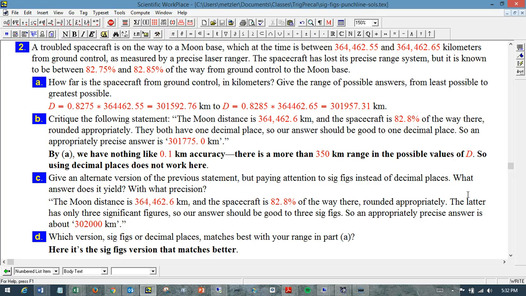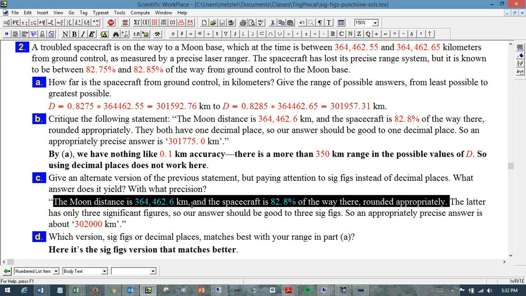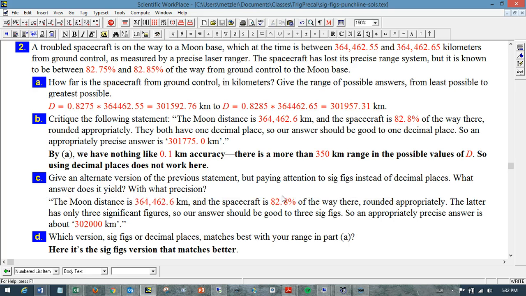Okay, so let's look with sig figs. Moon distance starts in the same way. Okay, moon distance is reported to this many sig figs. It's 7. This is only 3 sig figs. Okay, so we've got to go with the worst case in terms of error analysis. The answer is only as good as the worst of the inputs. So we're just going to do it to 3 sig figs. And so we're going to say about 302,000 kilometers.